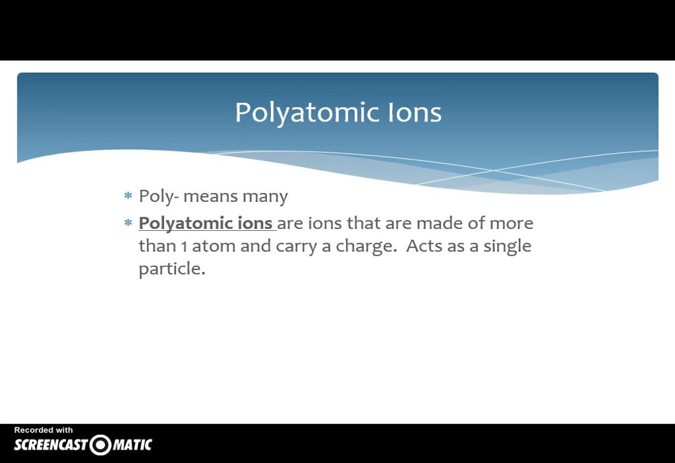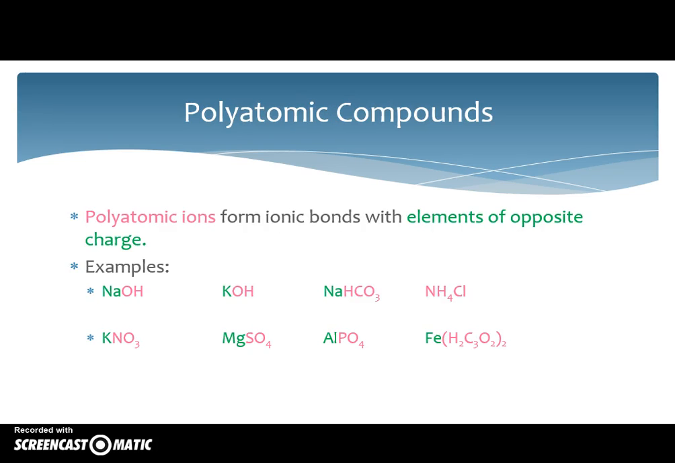Again, just a little definition of polyatomic. Polyatomic ions are ions that are made of more than one atom that carry a charge. But again, these act as a group. They act as a single particle. You can't tear them apart. They're always going to be together. So if you need to add charge on one side, you got to add a whole polyatomic ion. So just some examples, but again, it works the same way.